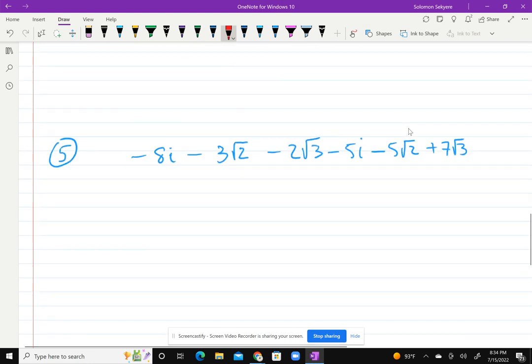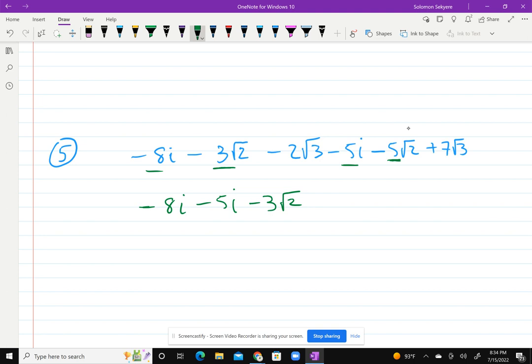Same thing, right? Group your like terms, pause the video. Okay, try it, come back and check the answer. All right. Okay, let's go. So let's group like terms. Negative 8i, that's one of them. I have one here. I have one there. Minus 5i. What else do I have? I have 3 root 2, negative 3 root 2, minus 5 root 2.